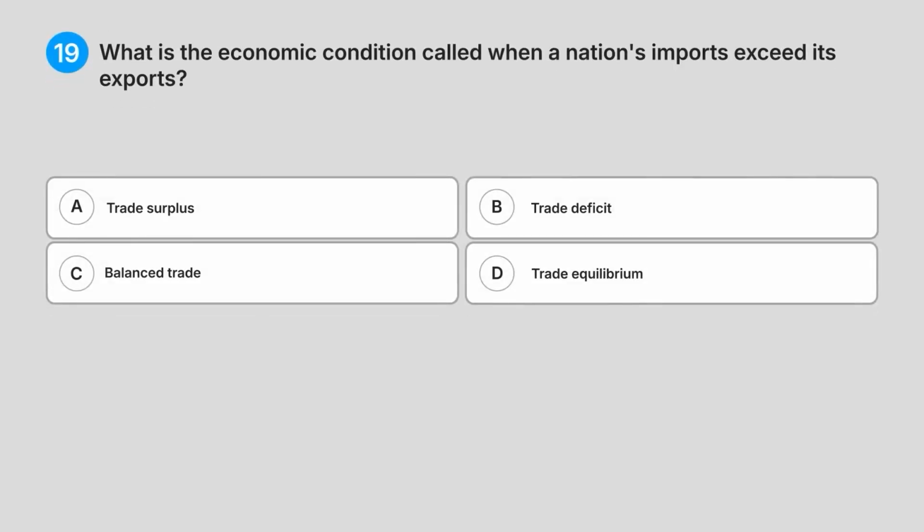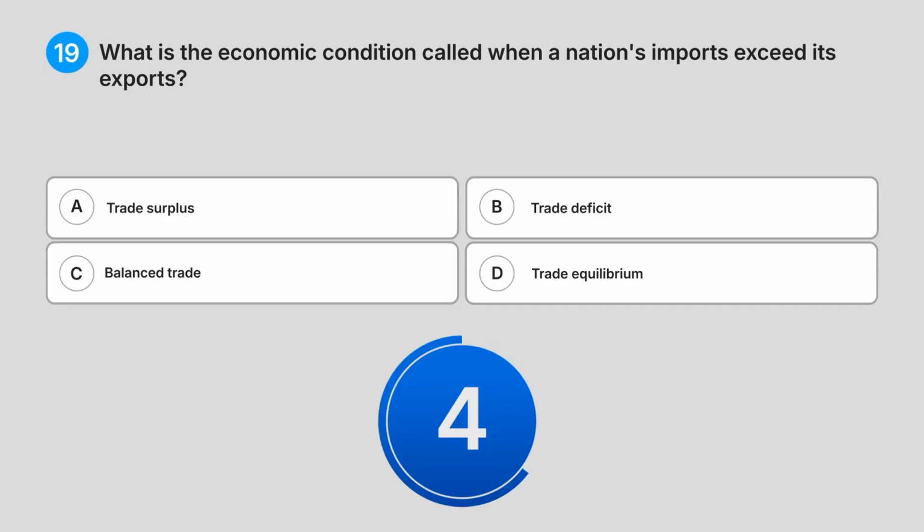19. What is the economic condition called when a nation's imports exceed its exports? A. Trade surplus. B. Trade deficit. C. Balanced trade. D. Trade equilibrium. What do you think is the answer?